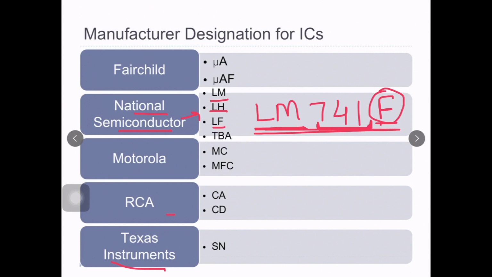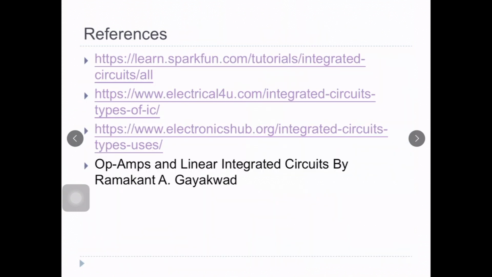All this information or specification of the IC can be known from the data sheets. Data sheets are also provided by the manufacturer to know the maximum operating voltage of that IC, the temperature limit, the various pin configurations, what the circuit is, at which pin which voltage is provided, where the input is, and where the output is. All this information can be gathered from the data sheet. So these are the references.